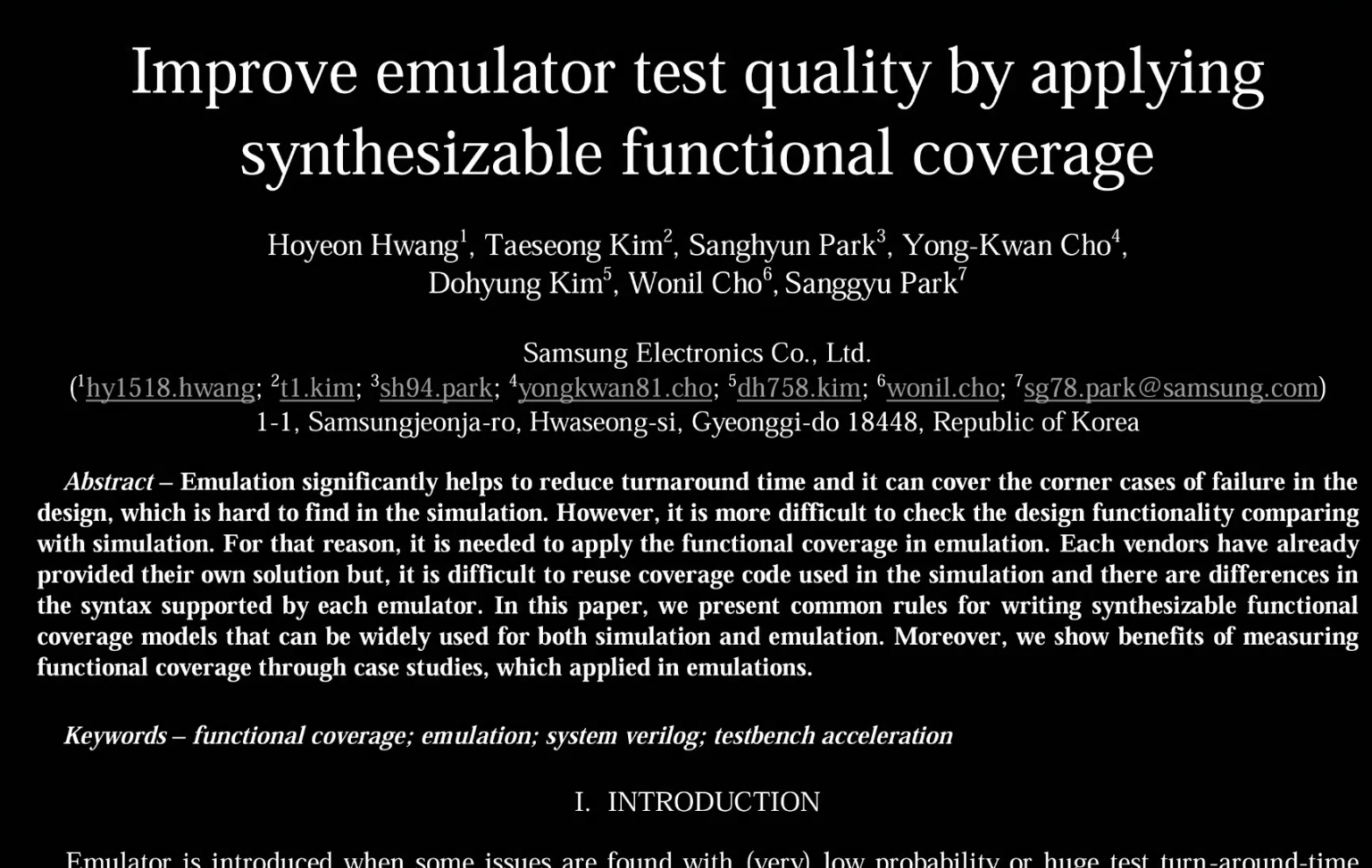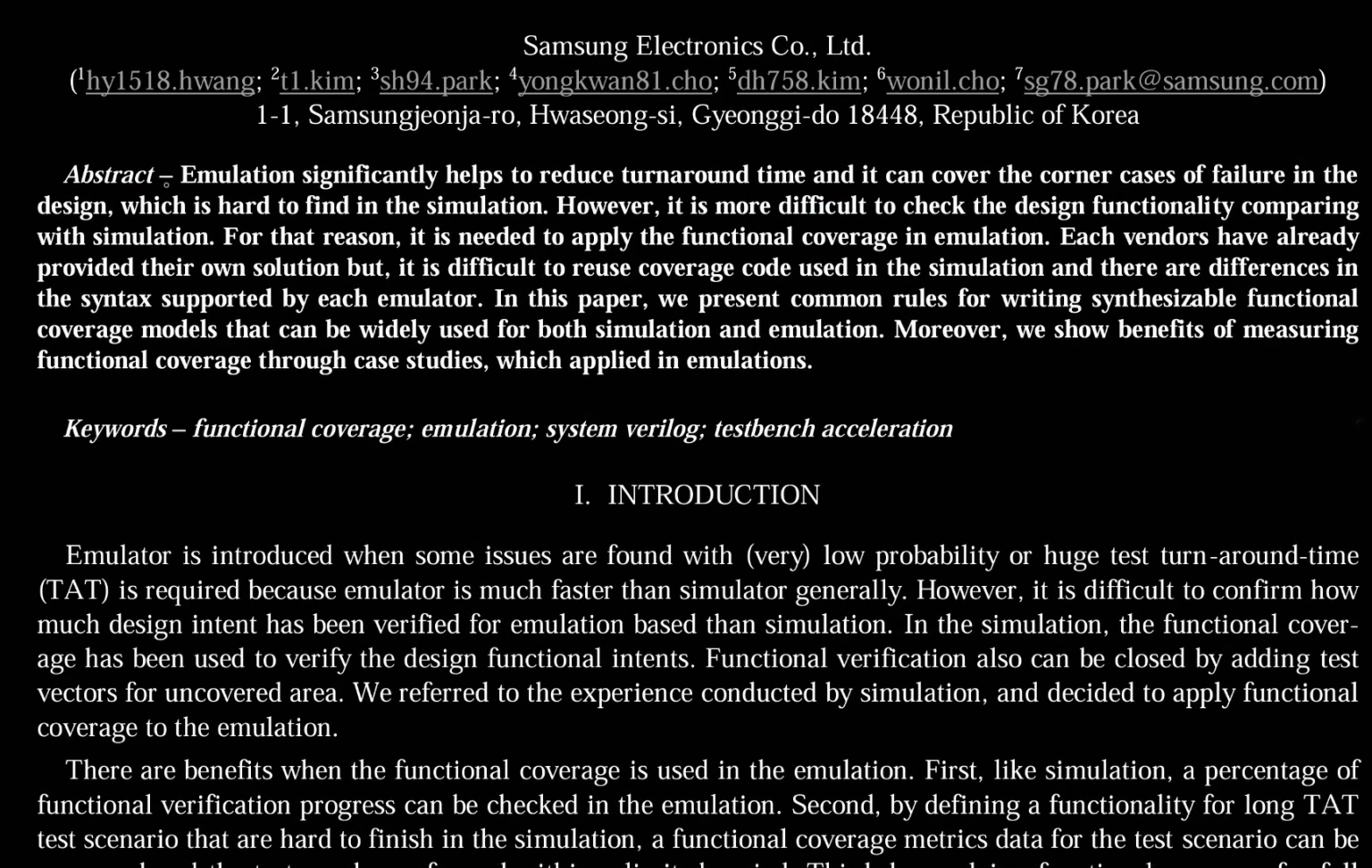So, improve emulator test quality by applying synthesizable functional coverage. The abstract emulation significantly helps to reduce our turnaround time, and it can cover the corner cases of failure in the design, which are hard to find in the simulation. However, it is more difficult to check the design functionality compared with the simulation. For that reason, it's needed to apply functional coverage in emulation.